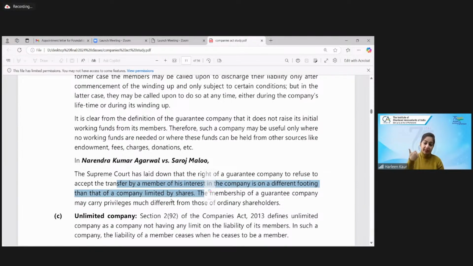Number one, their liability is incurred only at the time of winding up. Number two, they're liable only up to the amount that they have guaranteed to pay. Number three, there are no restrictions on the transfer of shares as we have in a company limited by shares. So there are certain advantages. And number four, you can also remember that the guarantee company does not raise its own working fund. It gets its funding from endowments, fees, charges, and donations.